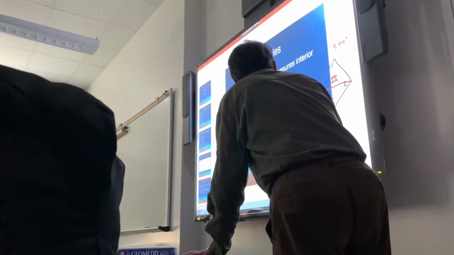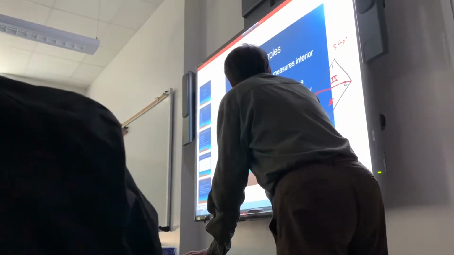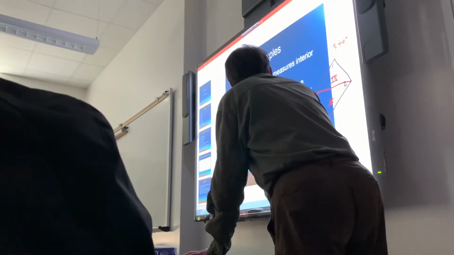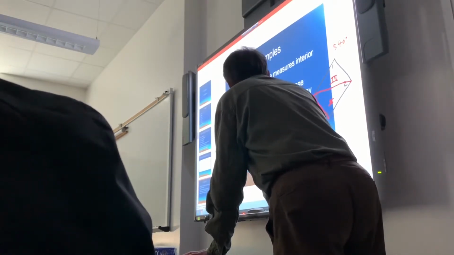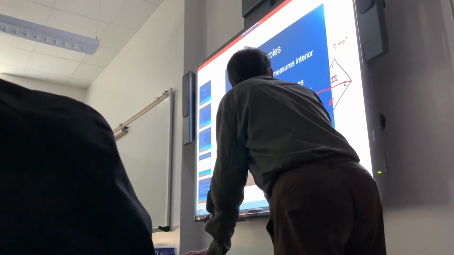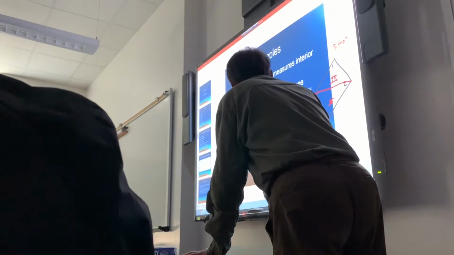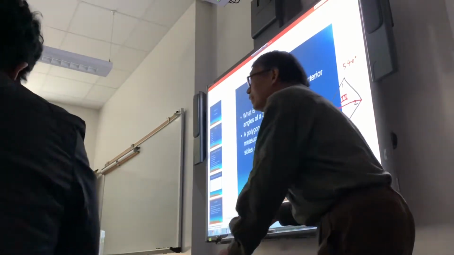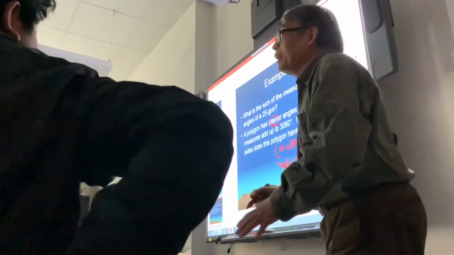You divide by 180 for both sides. The zero is gone. 306 divided by 18 is 17. You get n minus 2 is 17, so n equals 19. That is the easy way, the best way.